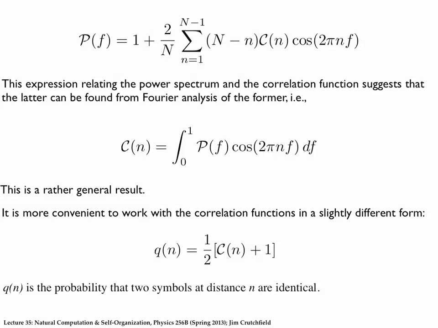And if I express it this way, then this guy has a very nice interpretation. It simply means: what is the probability that two symbols at a distance of n are the same? So if I have a symbol here, Q sub n just means what is the probability that some distance away I have a symbol of the same kind. So that's a nice physical interpretation for it.